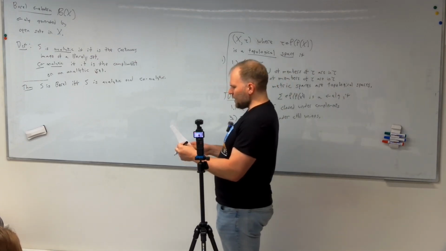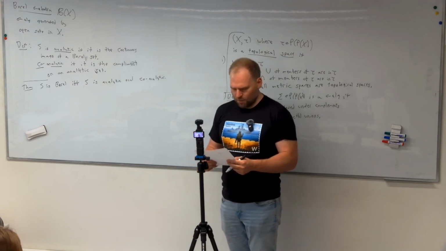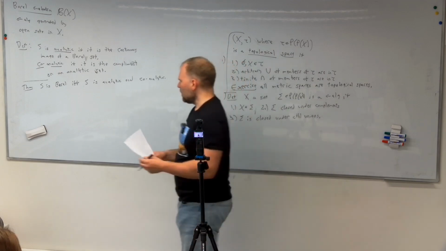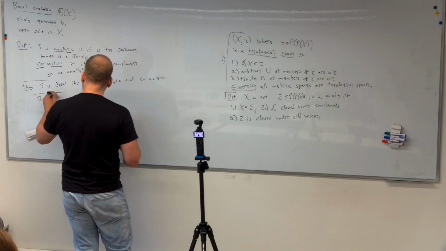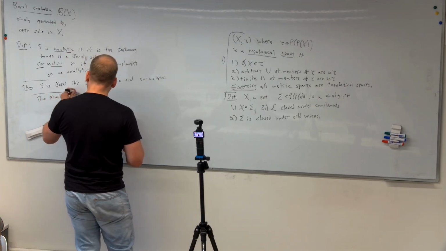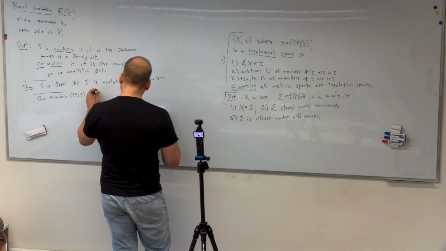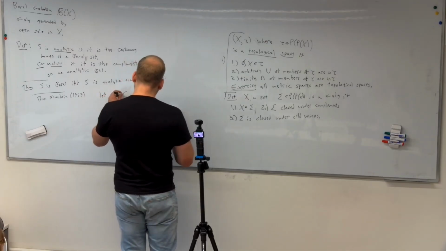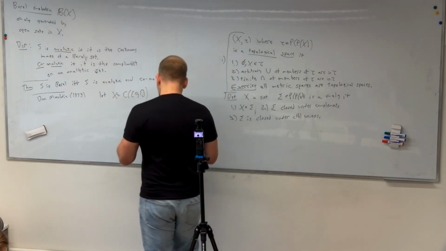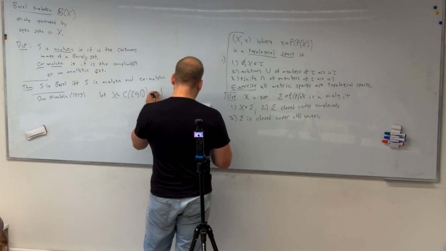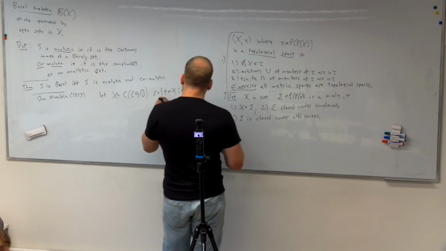Let me actually give an example of something that's co-analytic but not analytic. This one is due to Dan Molden, and it's kind of a fun one. This is due to Dan Molden in 1979, and he came up with this interesting example. We let X be C of [0,1], the continuous functions on [0,1]. And we let S be the set of all f in X such that f is nowhere differentiable.